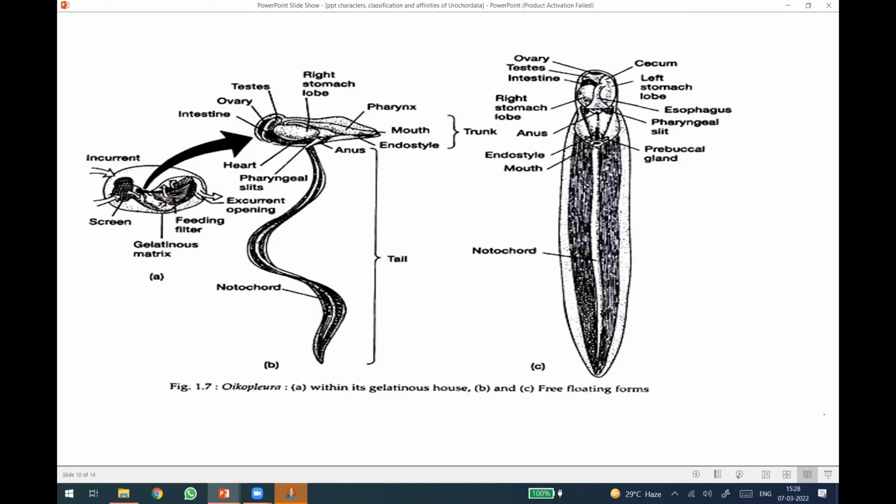That is, they are hermaphrodites having both gonads, testis and ovary, but most of them are protandrous. I think we have already discussed the protandrous and protogynous types enough. Though they are hermaphrodites, self-fertilization is not possible because of the protandrous condition. That is, the sperm matures before the ovary or the ovum, and that is why cross fertilization is always required. So this is about the classification of Urochordata.